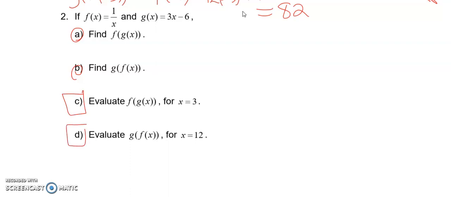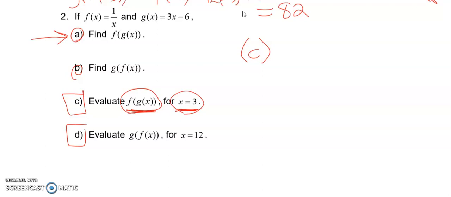Okay? Look at what this is saying. Let me put D over here, or C over here, sorry. It's saying evaluate f of g of x for x equals positive 3. Okay? Now notice I have not worked out the composite function f of g of x yet. Now I would have worked it out here in part A, yes. But what if this was a question on a test that said evaluate f of g of x for x equals 3? It's not really necessary to work out the composite. Let me explain what I could do.